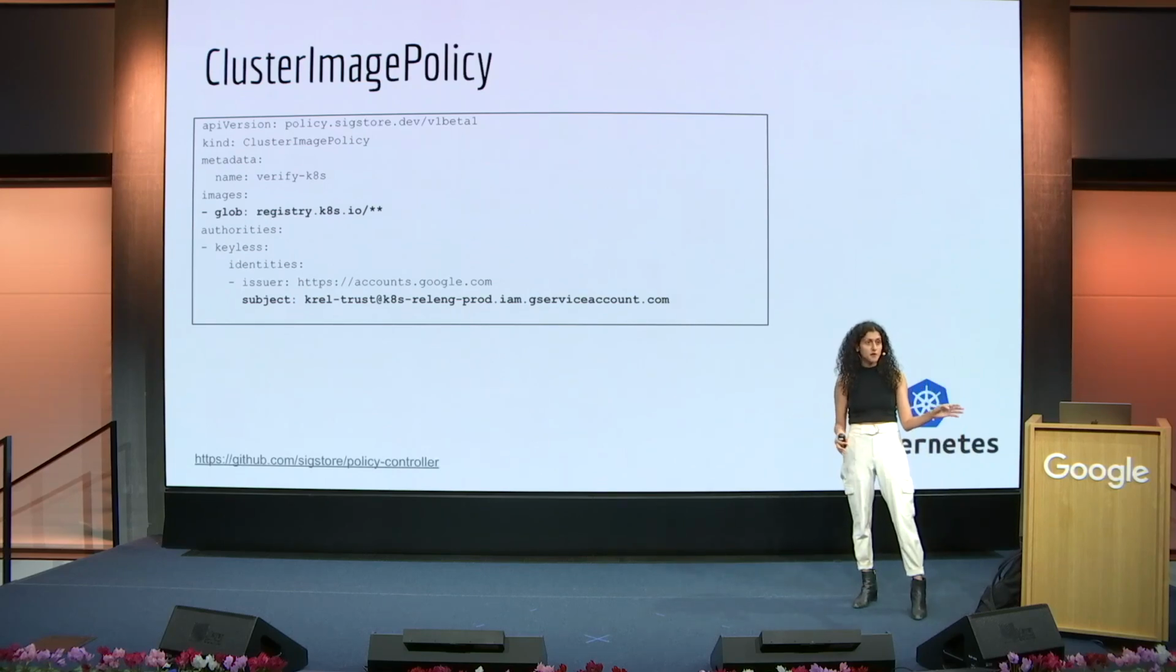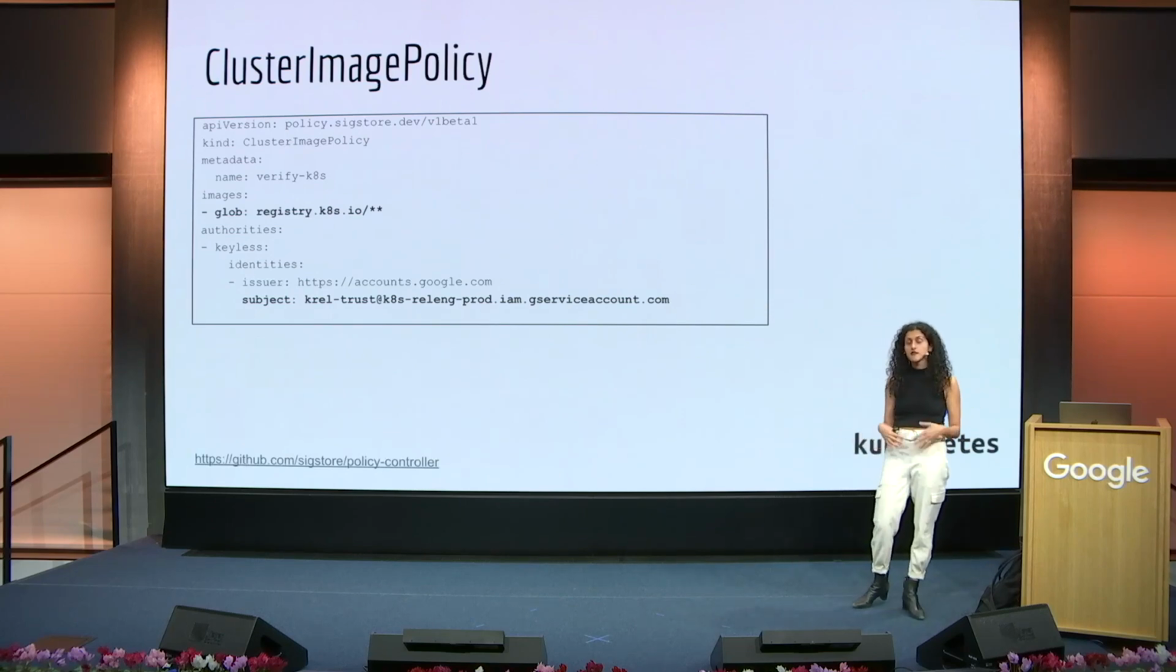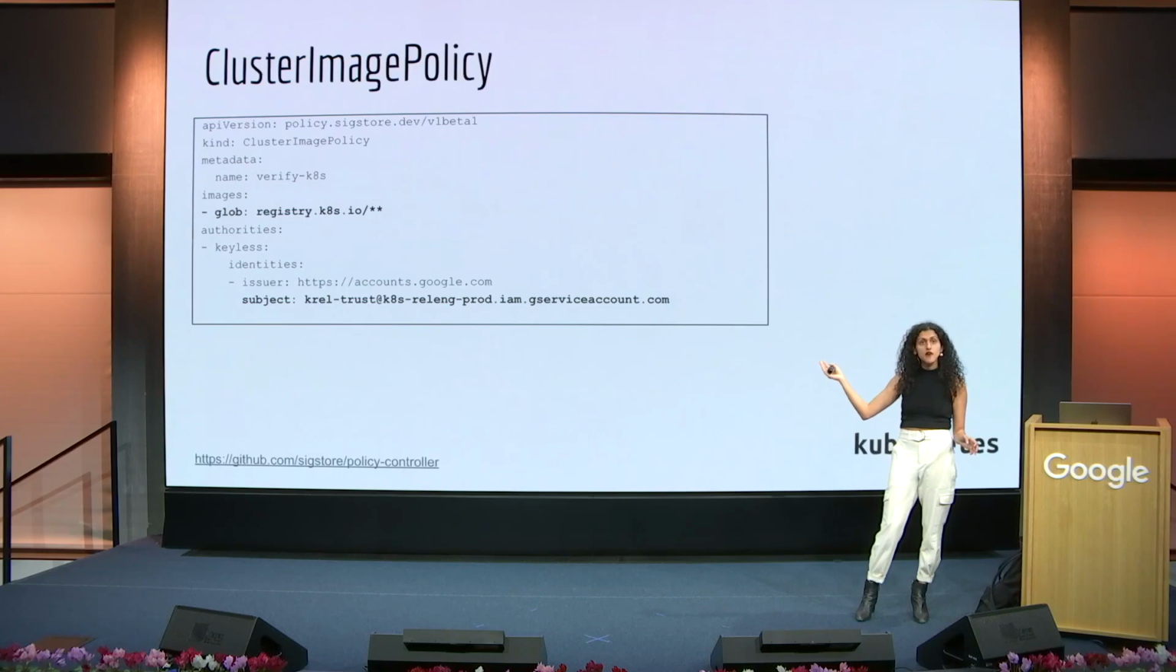So once you've installed the policy controller, which is just a webhook in your cluster, you can actually start writing really powerful policies by using the cluster image policy CRD. The first few lines you probably recognize, like classic Kubernetes YAML. But the images and the authorities is really the key part of this policy. In the images area, you can specify the exact images you want this policy to apply to, and then in the authorities, you can specify exactly how you want to validate these signatures.